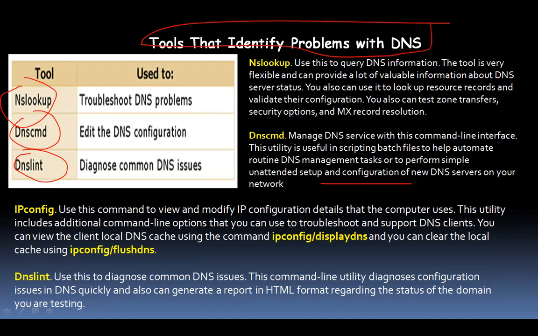And we have one more here, ipconfig /displaydns, and you can use flushdns. It is very helpful to troubleshoot DNS related problems. And the DNSLint command, use this to diagnose common DNS issues. This command line utility diagnoses configuration issues in DNS quickly and can also generate a report in HTML format regarding the status of the domain you are testing.